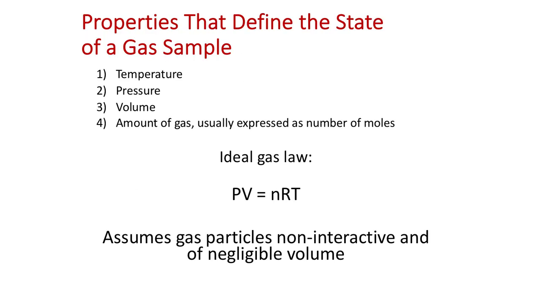So the properties that we usually want to know that define characteristics of a gas sample would be the temperature of the gas, the pressure of the gas, the volume of the gas, and how much gas there is. Usually we use moles. You might recall the ideal gas law. At this point in the chapter, they usually don't bring up the ideal gas law yet, but you probably have seen this equation before.